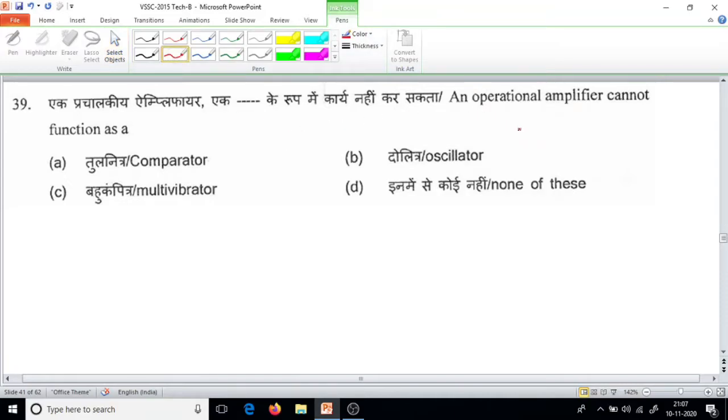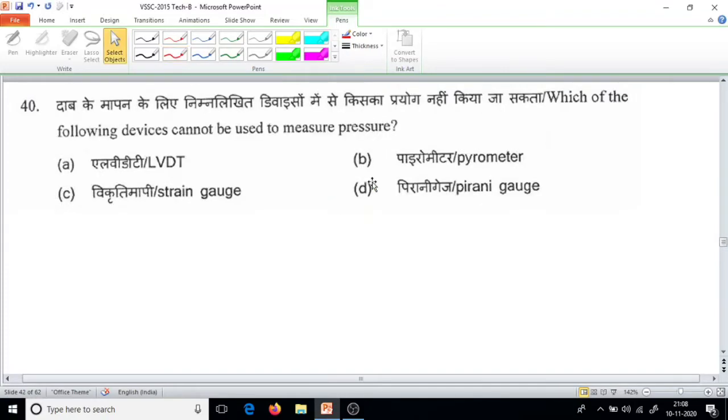An operational amplifier cannot function as comparator, oscillator, multivibrator, none of these. Using an operational amplifier, we can make almost anything. So the answer is option D, none of these, because a comparator can be made from an op amp. Oscillator also can be realized using an op amp. Multivibrator also can be realized using an op amp. We'll go to the 40th question.